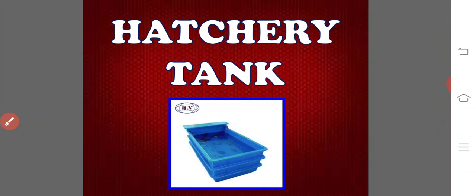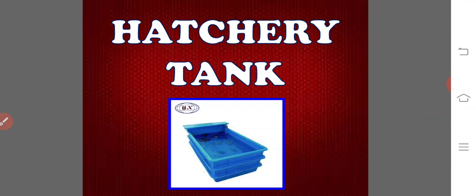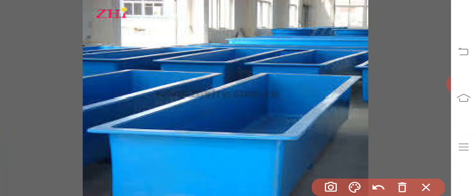Then coming to the hatchery tank, or hatchery unit. These are the hatchery tanks of fish culture, where the tank should possess certain measurements. If you take one hatchery unit, it should be a shallow tank, 10 feet in length, 5 feet in width and 2 feet in height.